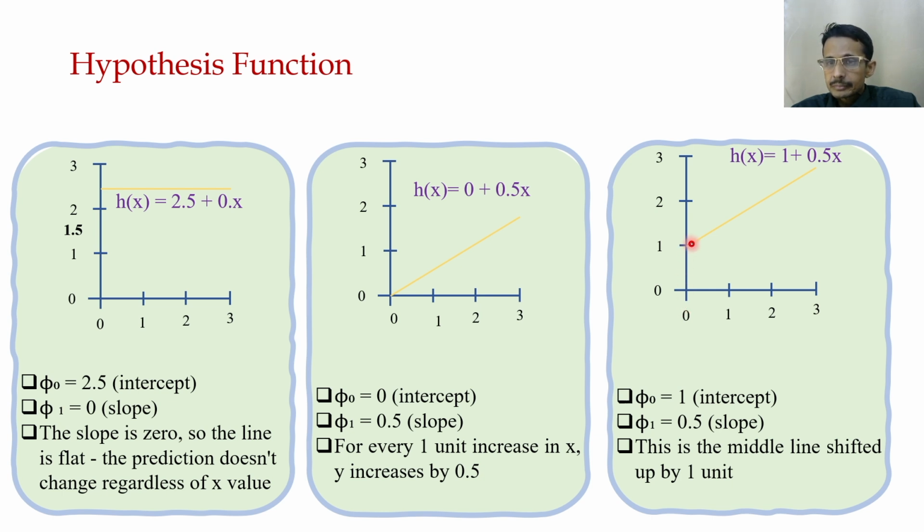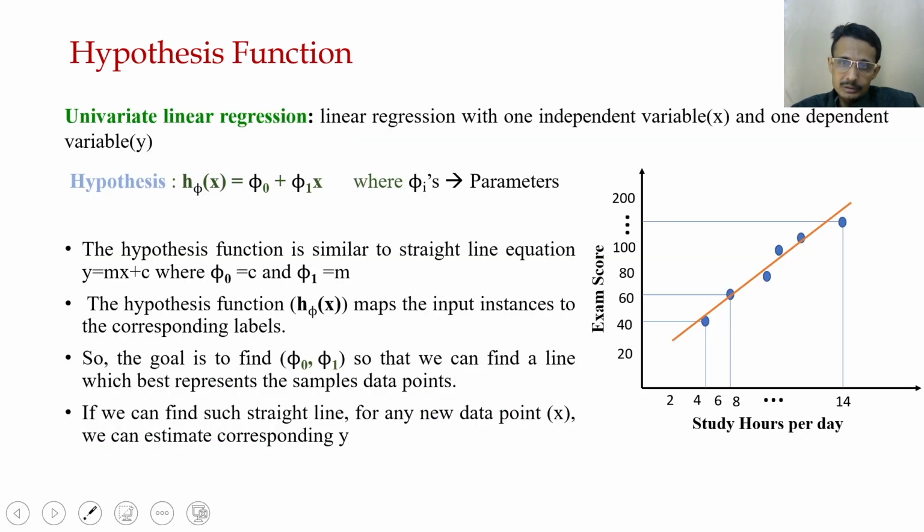So what we can understand is that by taking different values of these parameters theta 0 and theta 1, we can get different kinds of lines. And what we really want to do is find the line that best represents the data points, the example data points. Okay, so with this background, now we define our problem of univariate linear regression.